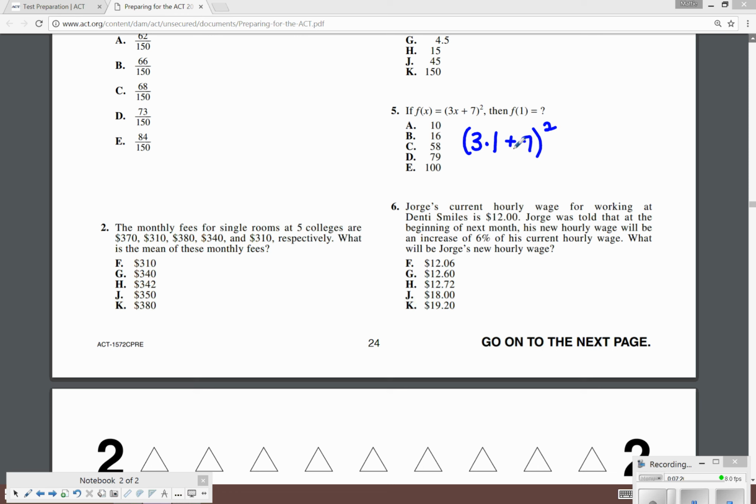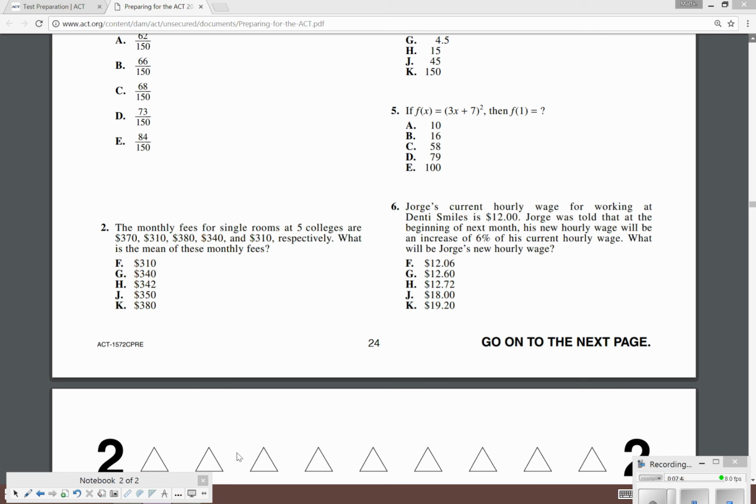If I'm doing this by hand, then I have to make sure that I remember order of operations starts with grouping symbols, and I work within my grouping symbols. If you have a scientific calculator, you can simply put this in all at once using parentheses, 3 times 1 plus 7, and then close your parentheses and square it, which gives you 100. If you were doing it by hand, that would amount to 3 times 1, which is 3, plus 7, which is 10, squared, which is 100. So same thing, just a matter of whether you're doing it by hand or on the calculator.